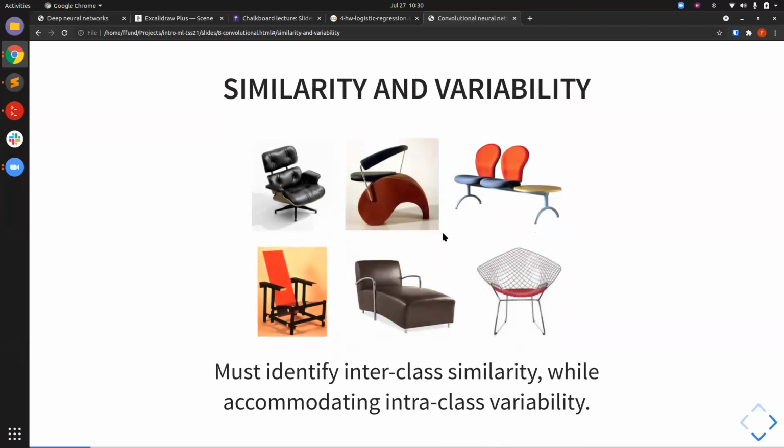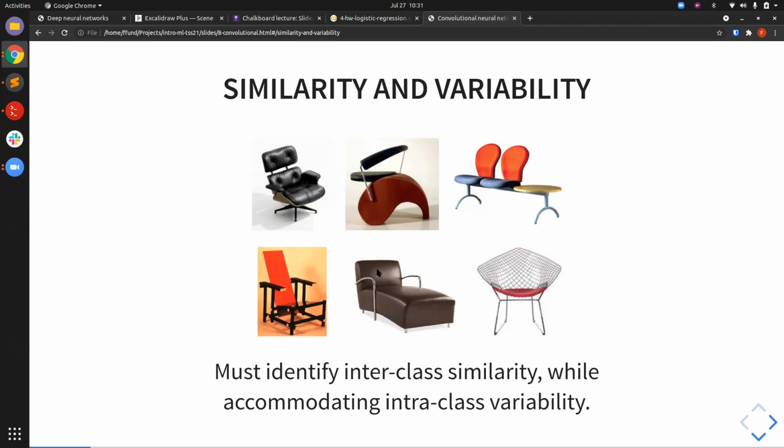But what about all these chairs, right? So all of these objects are chairs, but the interclass similarity is very difficult to recognize. It's hard to see, let's say, what this chair has in common with this chair. And these are all things that are easier for humans, much more difficult for computers. You have to identify these interclass similarities, but you also need to accommodate the differences between different classes. So it's not so obvious that, let's say, is this a chair or is it a bed?